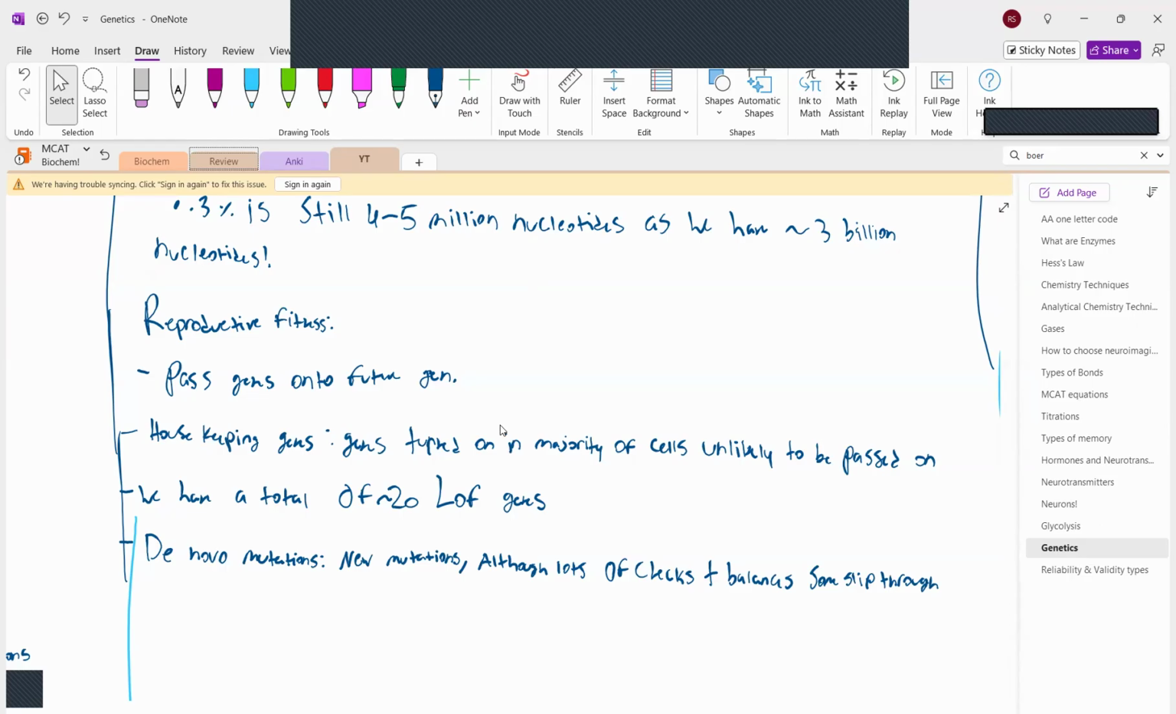Then we also have a total of around 20 loss of function genes in general, which is kind of crazy to think about since we talked about how detrimental loss of function can be. But there are certain genes that aren't imperative for our survival, so we can still live to adulthood.